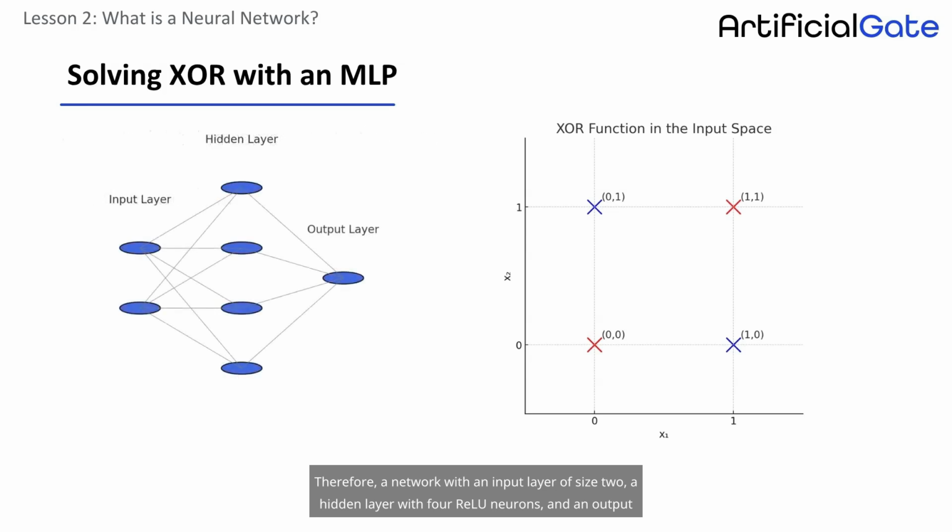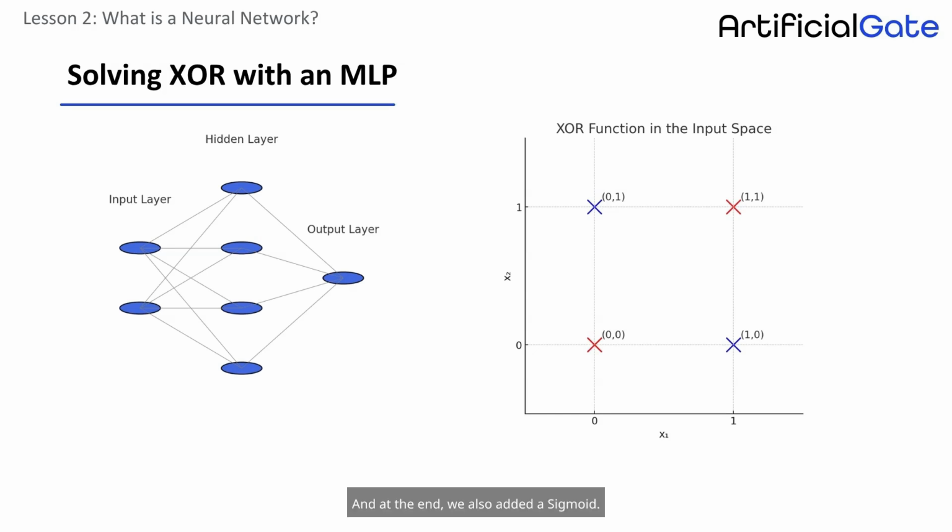Therefore, a network with an input layer of size 2, a hidden layer with 4 neurons, and an output layer with 1 neuron can represent the function because it includes a nonlinear element. And at the end, we also added a sigmoid. If we don't use activation, meaning if all the neurons are just linear layers, then the combination of several layers still creates a linear function, and therefore we won't be able to solve the XOR problem. That's why it's very important to include activation functions in the architecture.